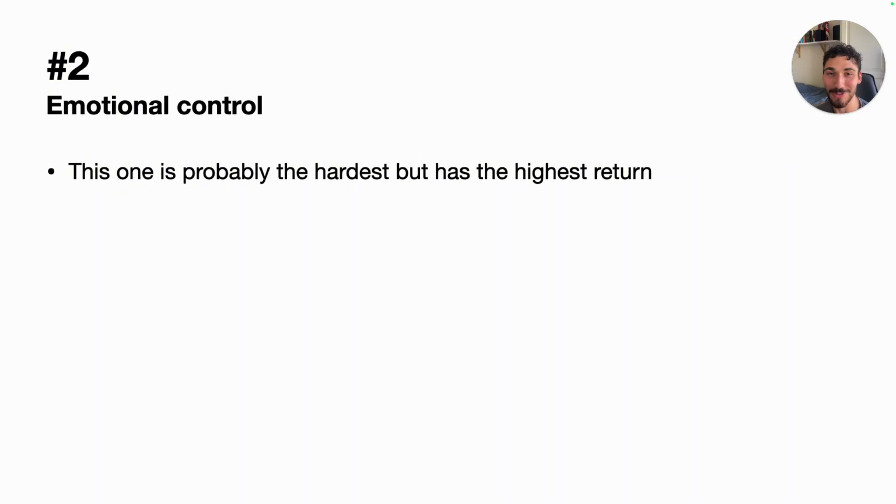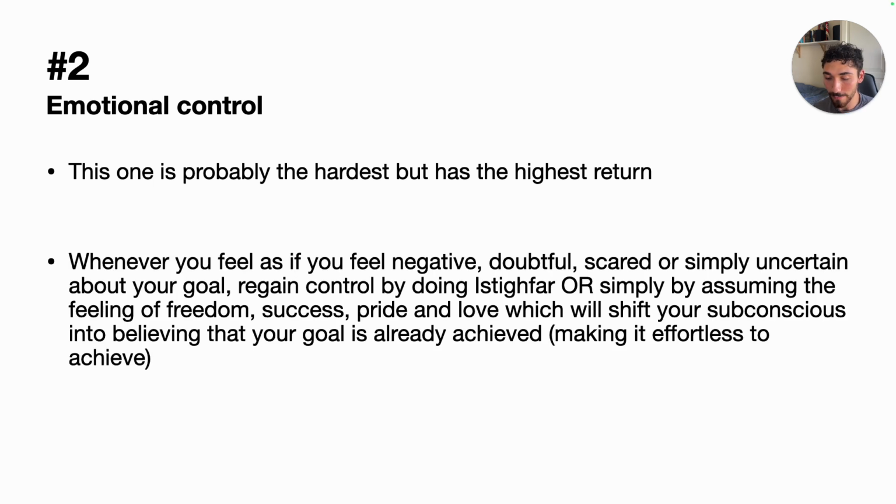Number 2 is emotional control. This one is probably the hardest, but has the highest return on investment overall. Because whenever you feel as if you are negative in the moment, right? You feel doubtful, you feel fearful, you feel jealous, you feel envy, you feel scared, or you simply feel uncertain about your goal. Habibi, you can regain control by doing istighfar, okay? Very simple way. You just say astaghfirullah as many times as possible until you feel your heart, literally your heart, feel lighter. Or simply by assuming the feeling of freedom, success, confidence, pride, and love, which will shift your subconscious into believing that your goal is already achieved, making it effortless to achieve, right?